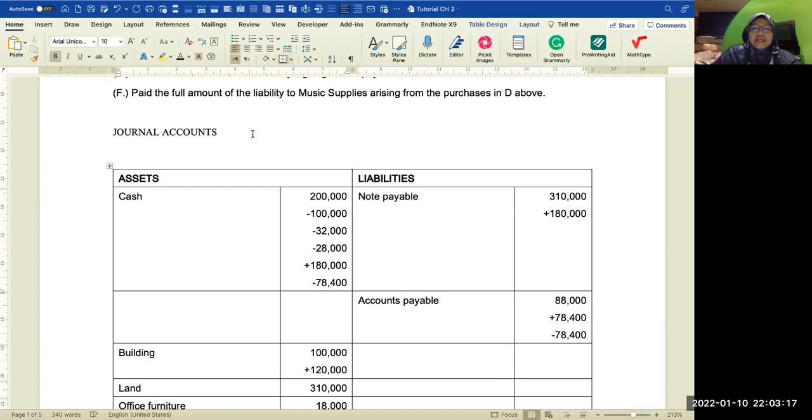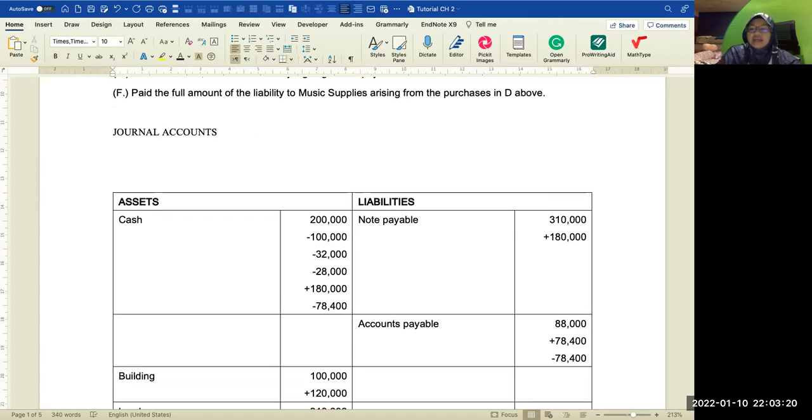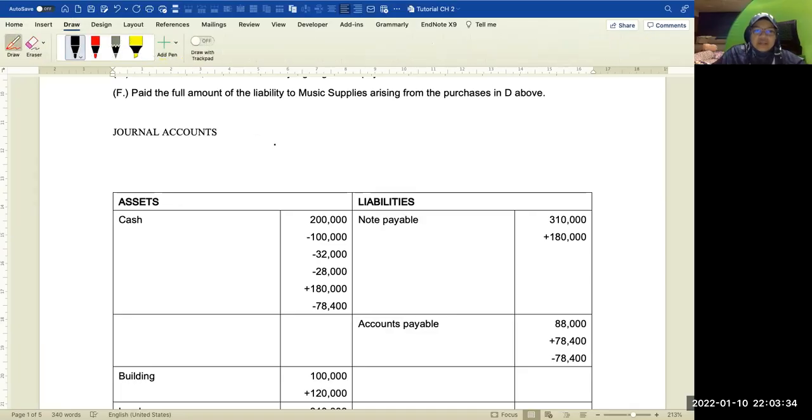When you have journal accounts, you have to know that there are 2 sides of accounts. Journal accounts are normally represented in the T form. So how do I make a T account? If I draw a T account, that's why it's called T, because it looks like a T. So this is one account. For example, I say that this one is an asset, any asset account.